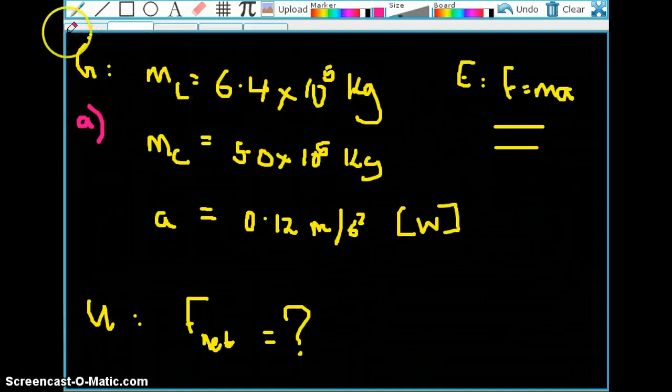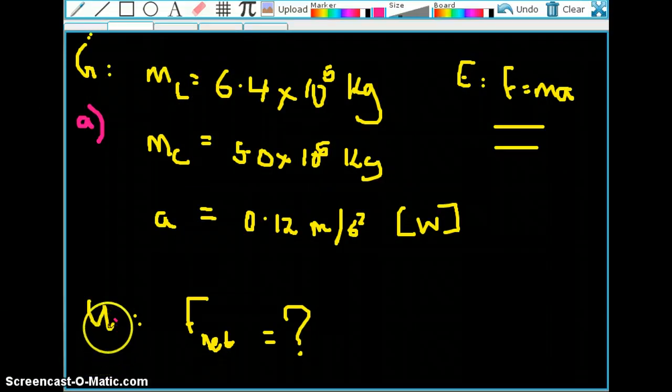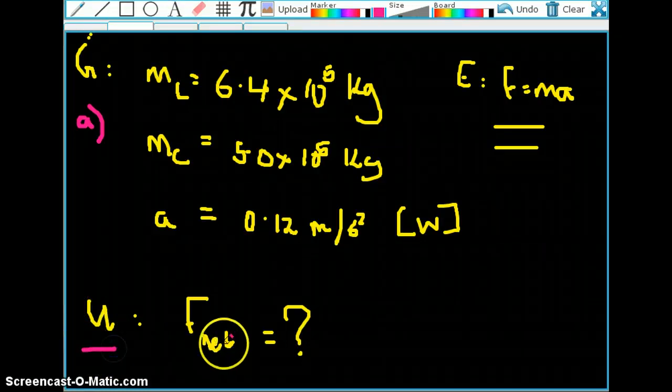I don't know if a lot of you are familiar with this method. It's called the GUESS method. I usually don't write G, U, and E because I've done so many of these problems, but I do start off with listing the givens. So I write down my given numbers, and I write down, okay, what am I looking for? What is my unknown? So in part A, my unknown, which I wrote as U, is F net. So F net equals what? I don't know what it is. And then the E stands for your equation. So what equation should you be using? In this case, F equals MA.